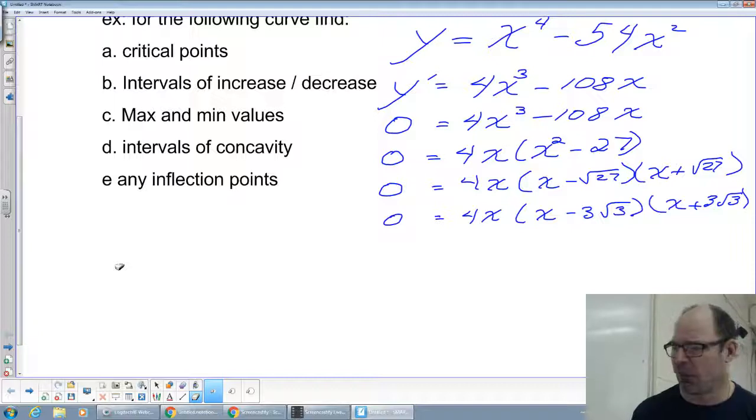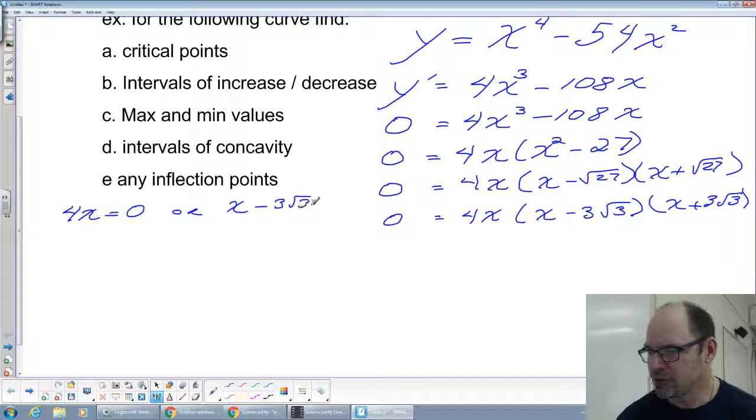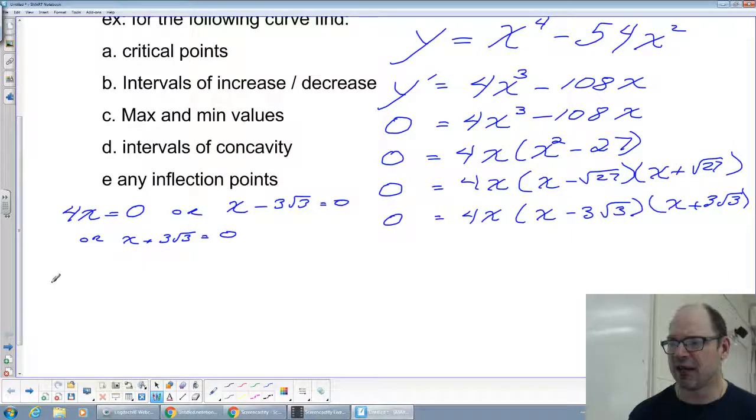So we have three critical points. We'll go over to the side here so that there's more space to work with it. We have 4x can equal 0, or x minus 3 root 3 can equal 0, or x plus 3 root 3 can equal 0. So this gives us a total of three critical point values for x. In this case, we divide that by the 4. We have critical points at x equals 0.